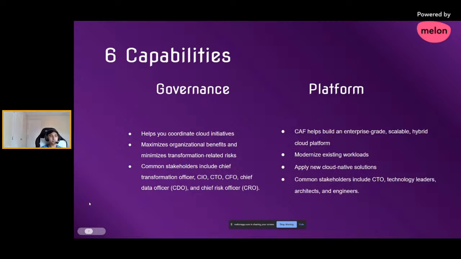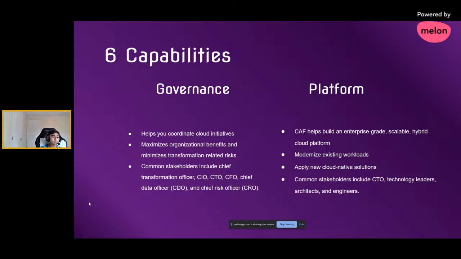The next two capabilities that we have are both governance and platform. So for governance, CAF helps you to coordinate cloud initiatives. It maximizes the organizational benefits and works to minimize transformation related risks. And common stakeholders for this include the Chief Transformation Officer, the CIO, the CTO, the CFO, the Chief Data Officer or the CDO, and finally, the Chief Risk Officer, which is also known as the CRO.